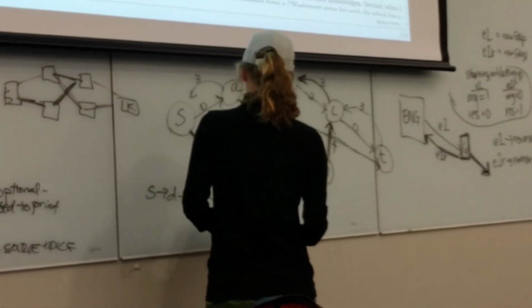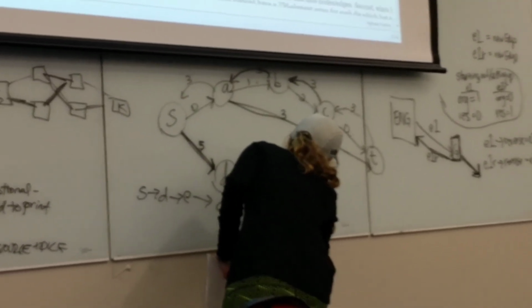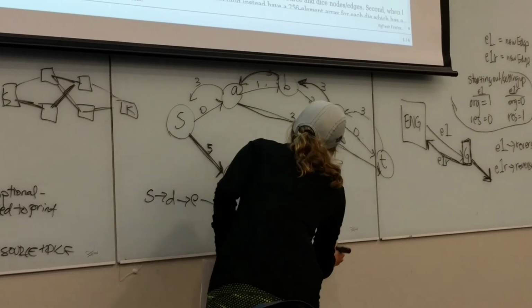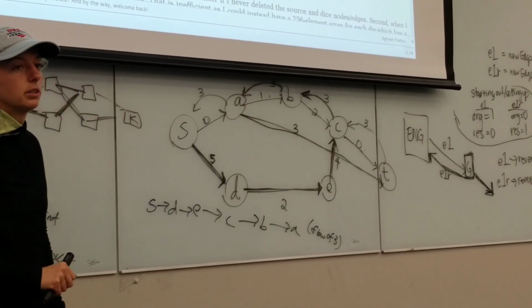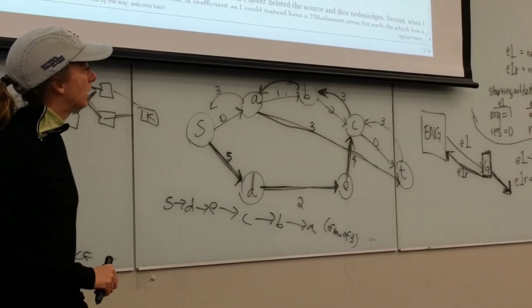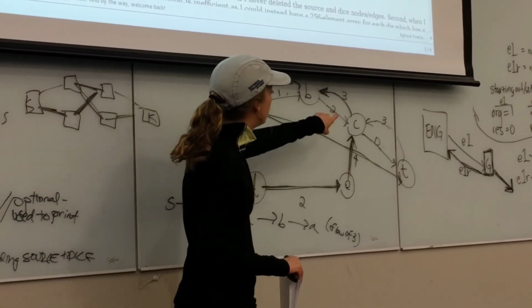So that's a flow of 3. So that was another augmenting path I found that wasn't in the original graph. So I just created these edges.